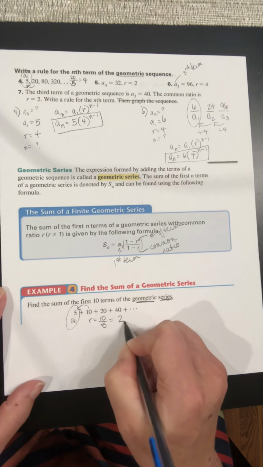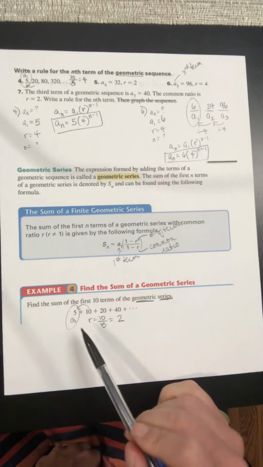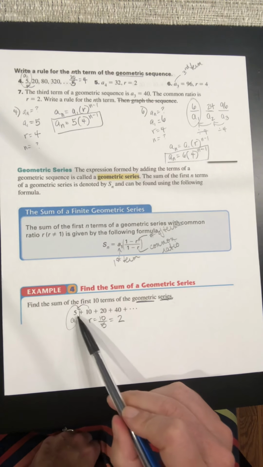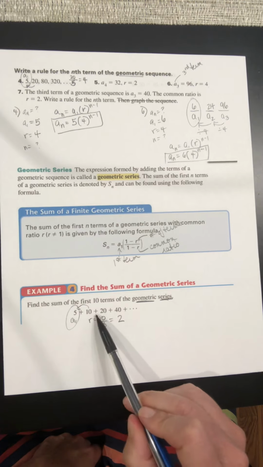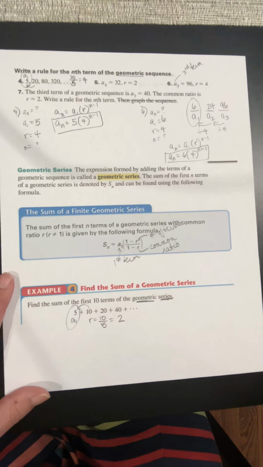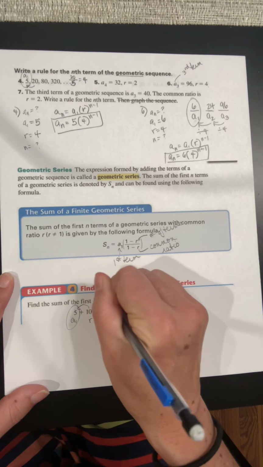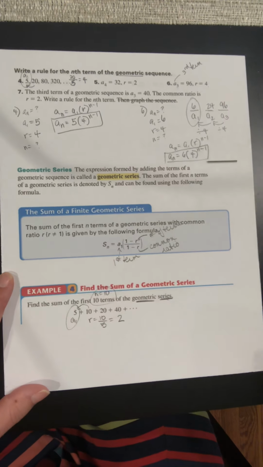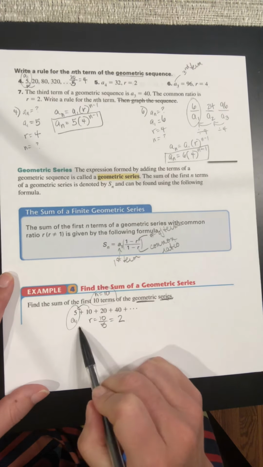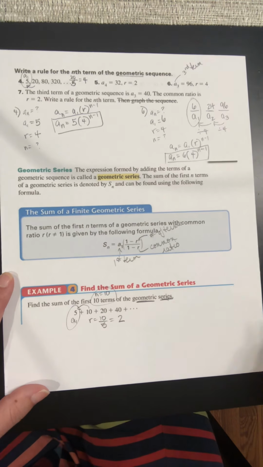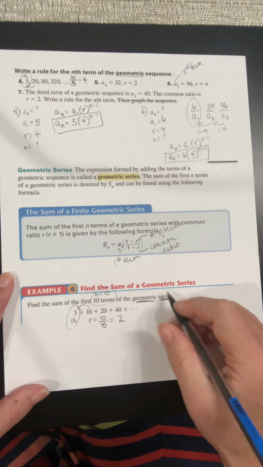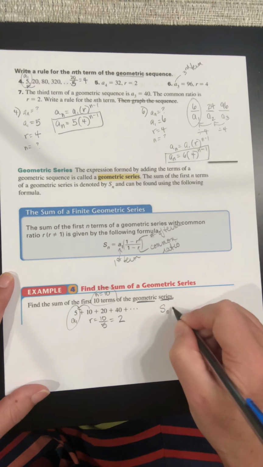So here it's 2. Now you might be able to see right away that it's 2. That's fine as well. Because 5 times 2 is 10, 10 times 2 is 20, so r is 2. So then when I go to do my formula, n is 10, because we're summing through 10 terms, r is 2, a sub 1 is 5. So we're going to do the sum through 10 terms, right?